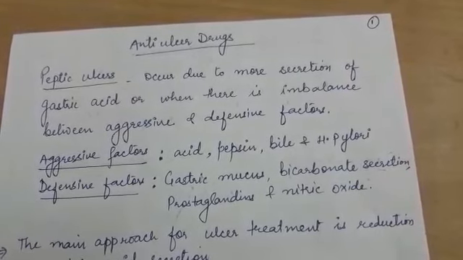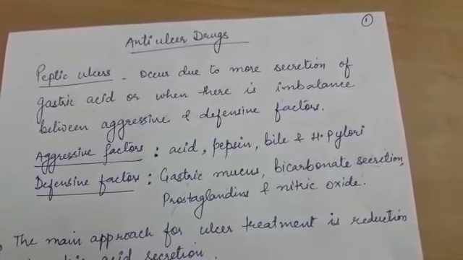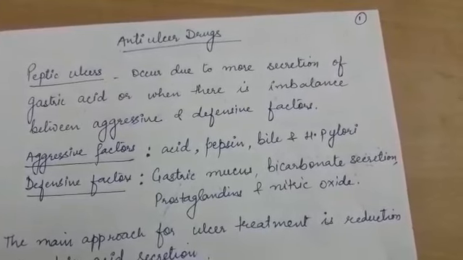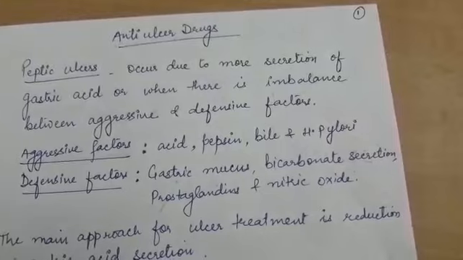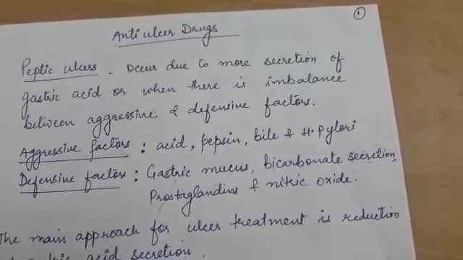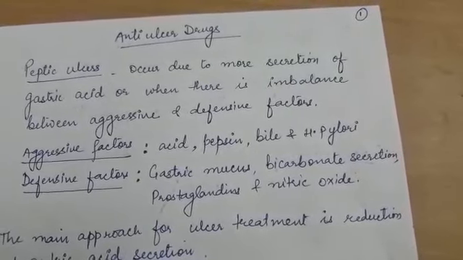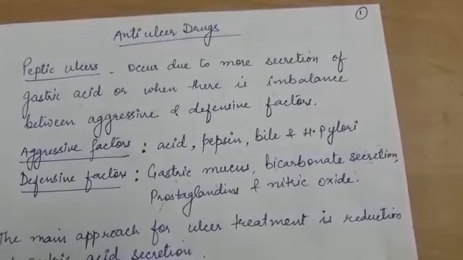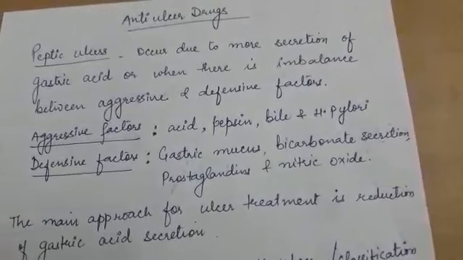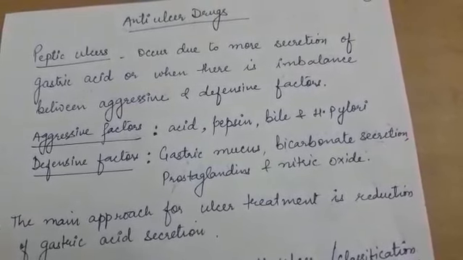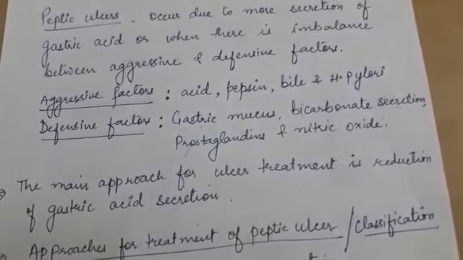And what are aggressive and defensive factors? Aggressive factors are acid, pepsin, bile, or it may be a bacterium known as Helicobacter pylori. And defensive factors, or the protective factors, are gastric mucus, bicarbonate secretion, prostaglandins, and nitric oxide. Now, when there is imbalance of these aggressive and defensive factors, then peptic ulcer occurs.